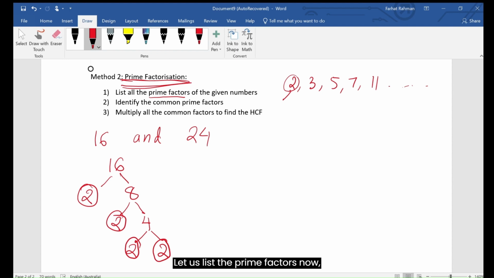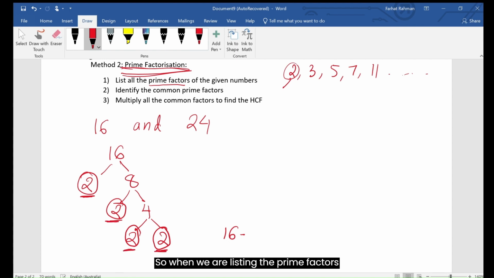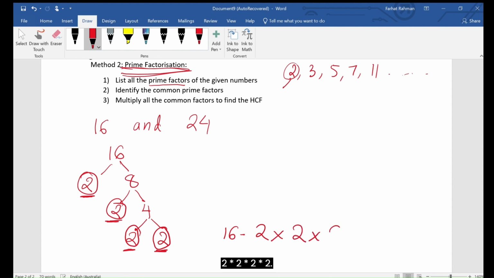Let us list the prime factors now. So my 16 has prime factors of 2 times 2 times 2 times 2. So when we are listing the prime factors of a given number, we list them as a product. So 2 times 2 times 2 times 2. Let us do the same with 24 now.